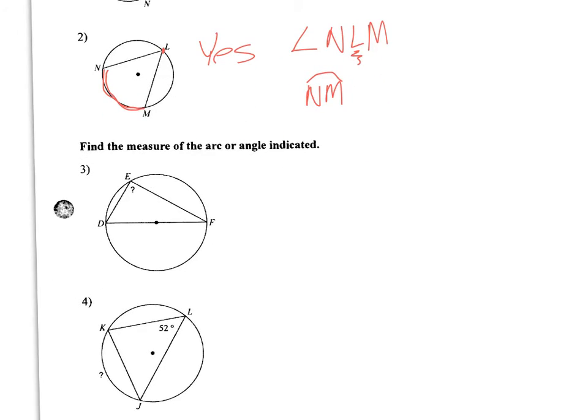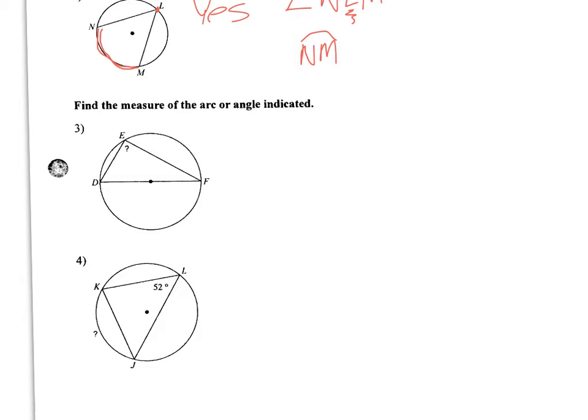Now it says find the measure of the arc or the angle indicated. Here, if I trace the angle with my pen, the endpoints of the angle are on F and D. Well, this right here is a semicircle. We know how much a semicircle is, right? A semicircle is 180 degrees. So this arc is 180. Now the angle in here is not 180. The angle is half the arc. So the angle is 90 degrees. Half of 180 is 90.